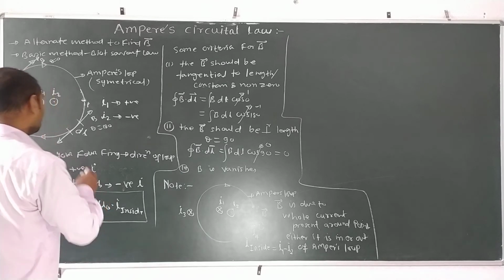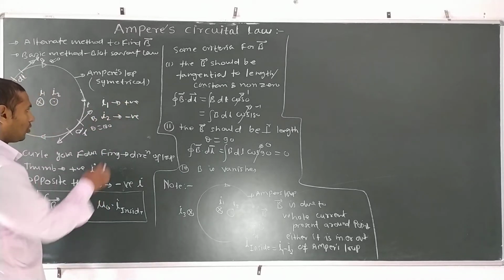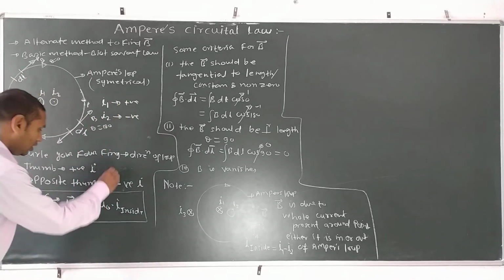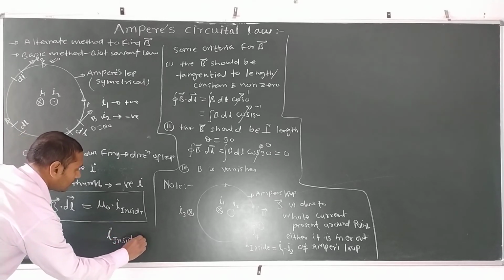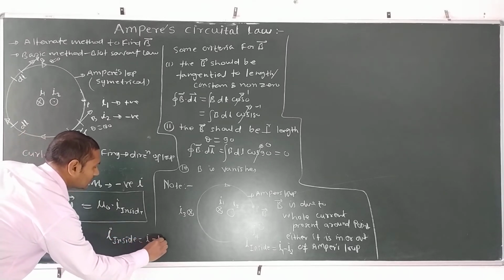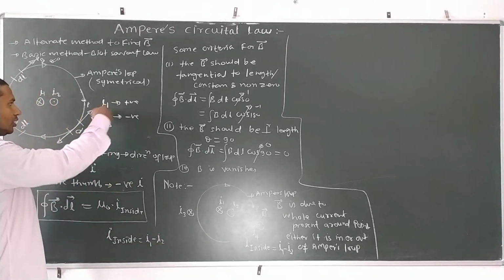Again here I1 becomes positive and I2 becomes negative. So I inside here becomes how much? I1 minus I2. Okay, I1 is positive and I2 is negative.